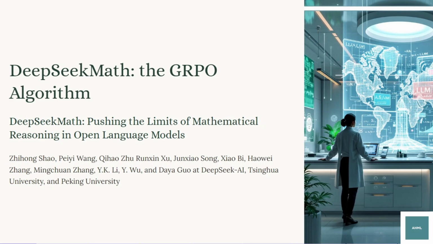DeepSeek is making waves in the AI world. It delivers cutting-edge reasoning capabilities while using significantly less compute. The secret lies in a game-changing technique, Group Relative Policy Optimization, or GRPO. Let's dive in.